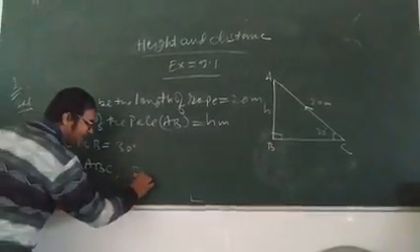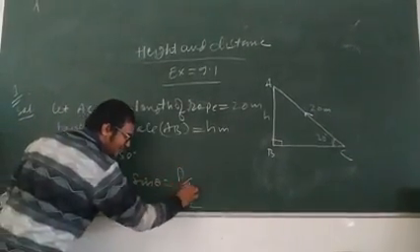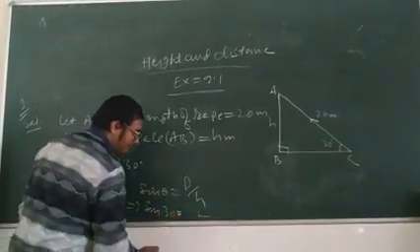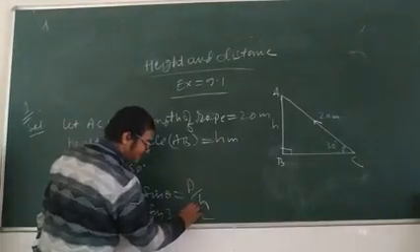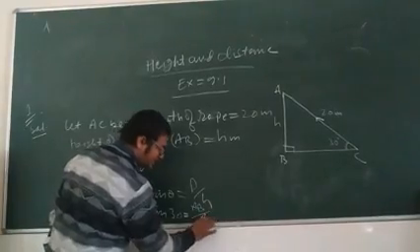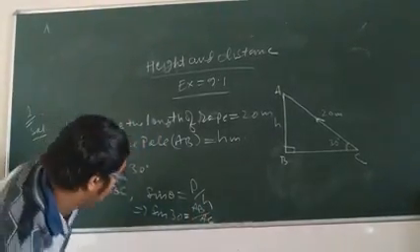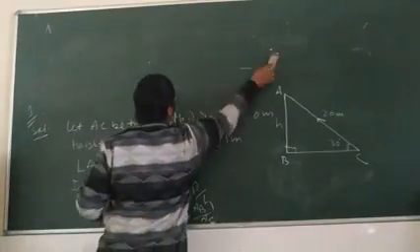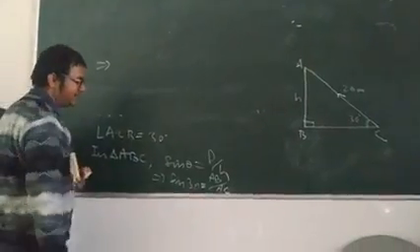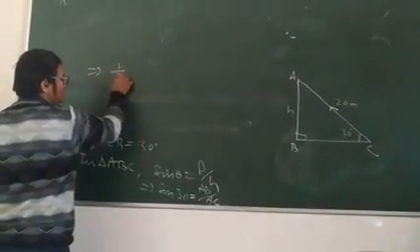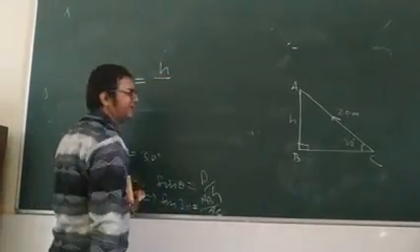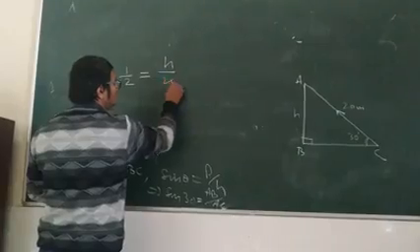Okay, so sine theta equals P by H. So here sine 30 degree. P means AB and H means AC. Now just put the values. What is the value of sine 30? Sine 30 is 1 by 2, equals AB, suppose this is H, or you can take it as AB only, over AC equals 20.